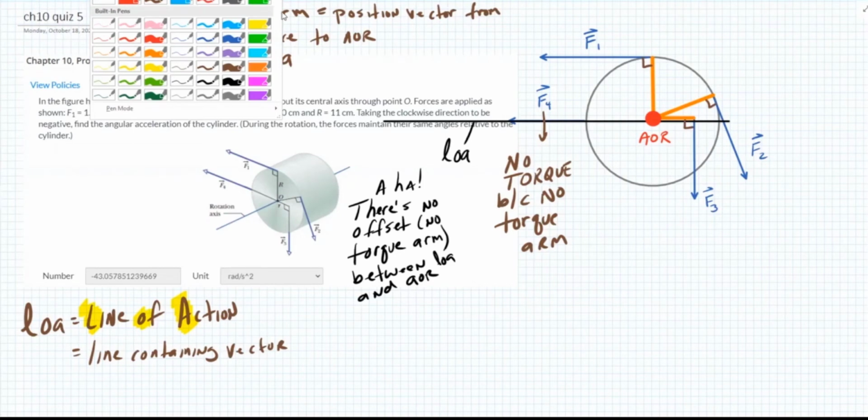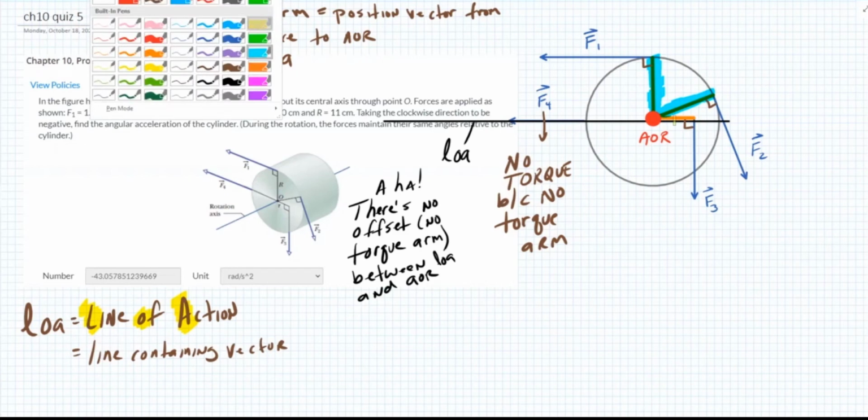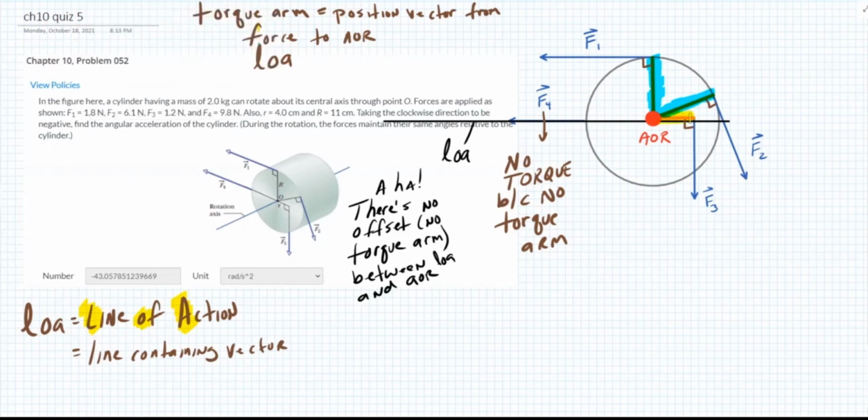On the other hand, look at all of this offset. Look at this great torque arm for F1. That's a lot of leverage there. F2 has the same amount of leverage. It's the radius of this flywheel. F3 has a smaller torque. It has less leverage, meaning less torque arm, meaning that offset distance.